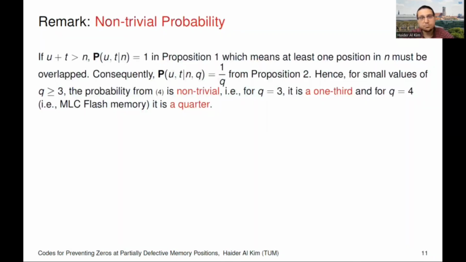Okay, and this proves our proposition 2 here. Now it's non-trivial, because if U plus T is greater than N, then the probability in proposition 1 is always 1, which means there is always an overlap, and then there is a higher probability that this overlap leads to a 0 value. So for example, for Q equal 3, it's 1/3, and for Q equal 4, which is always of practical importance in MLC flash memory, it's 1/4.